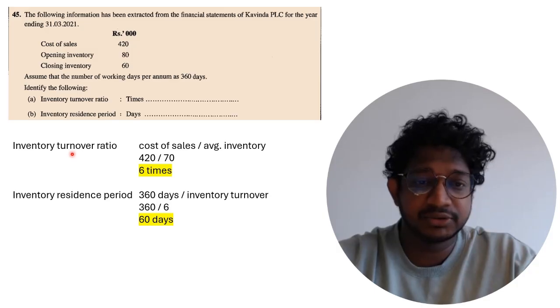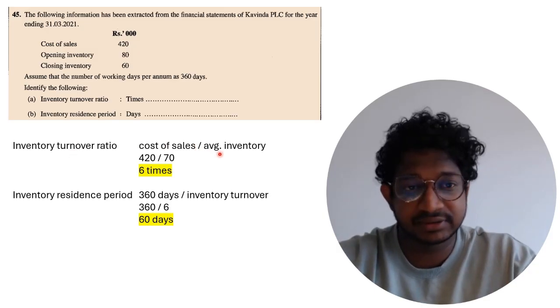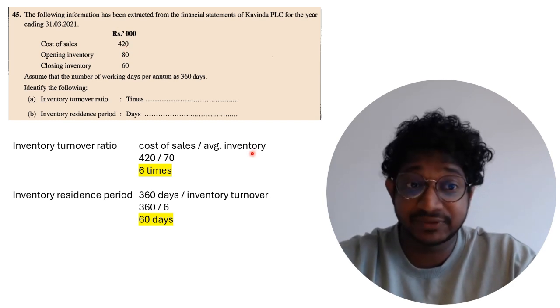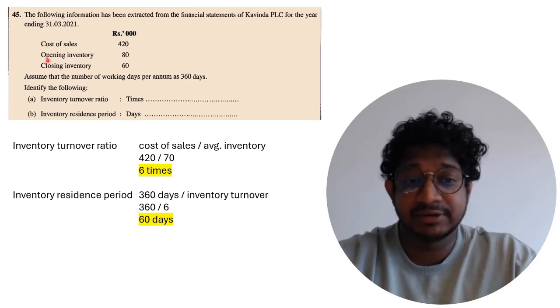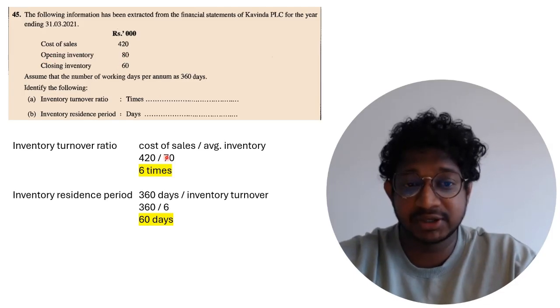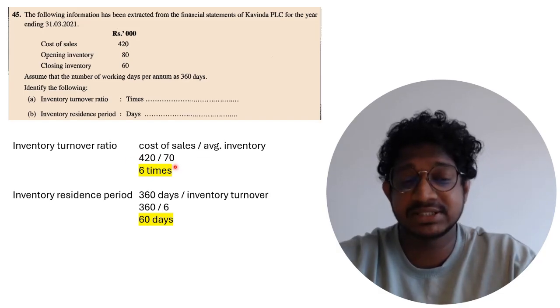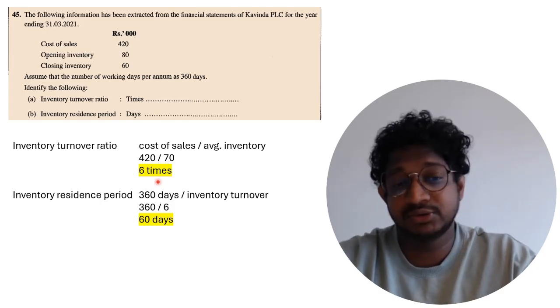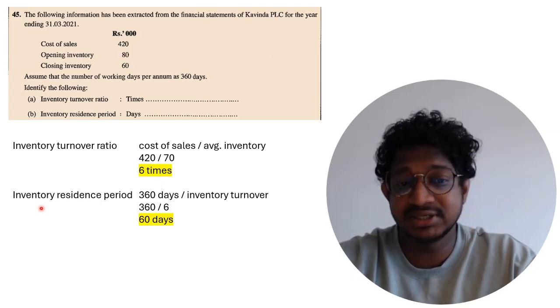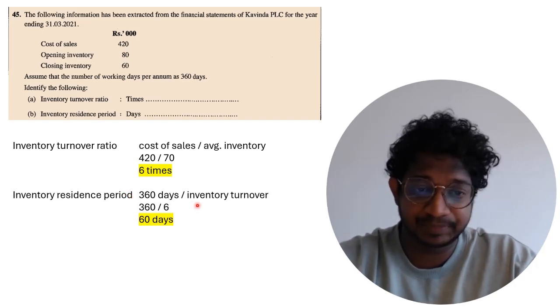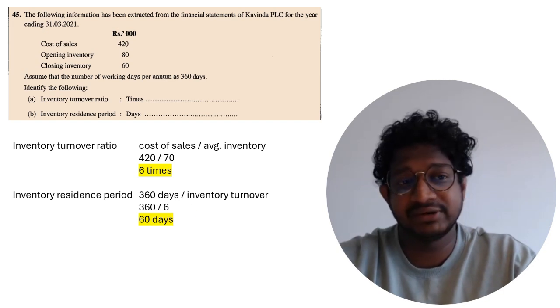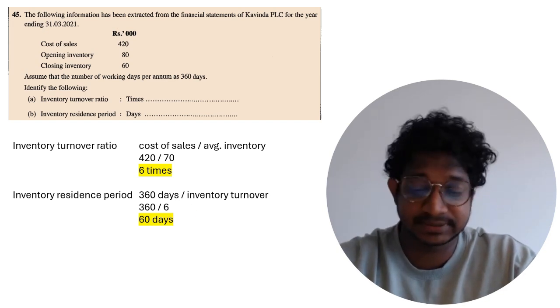45. Inventory turnover ratio: you have to find cost of sales divided by average inventories, and the cost of sales is directly given here, 420. To find average inventory, you add opening inventory and closing inventory and divide by 2. So 80 plus 60 divided by 2 is 70. So 420 divided by 70, your inventory turnover ratio is 6 times. And if you know the inventory turnover ratio, it's very simple to find the inventory residence period: 360 days divided by inventory turnover. So 360 divided by 6, your inventory residence period is 60 days.